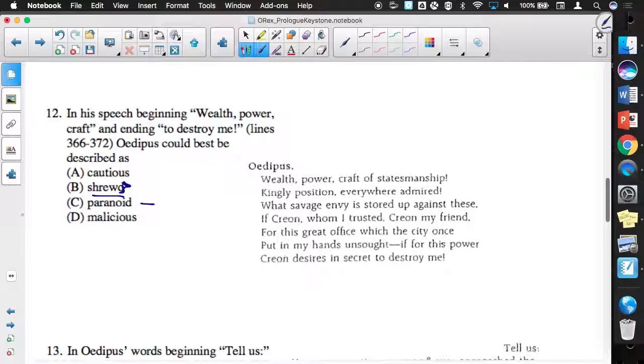So wealth, power, craft of statesmanship, kingly position everywhere admired. What savage envy is stored up against these? If Creon, whom I trusted, Creon, my friend, for this great office, which the city once put in my hands unsought, if for this power Creon desires in secret to destroy me.